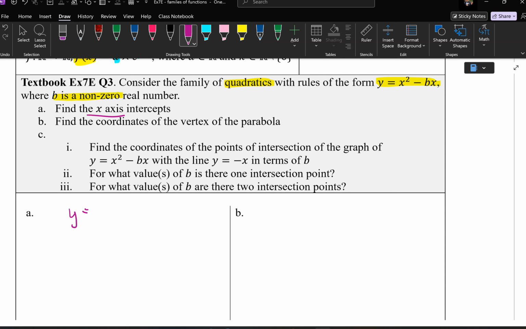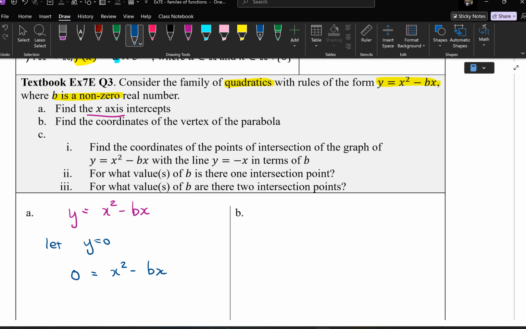y is equal to x squared minus bx. How do I find the x-axis intercepts? What's the first thing you have to do? Let's go with, who haven't I picked for a bit? Ryan. Let y equal to 0. To find x-intercept, you let y equal to 0. So now you have 0 is equal to x squared minus bx. My goal is to solve for x. So what's the next step?